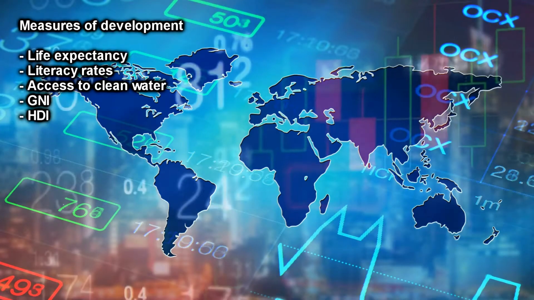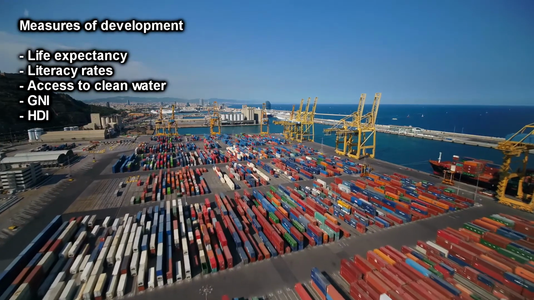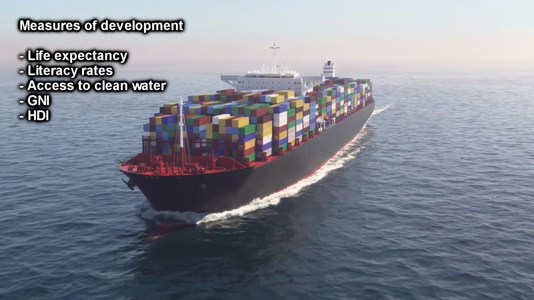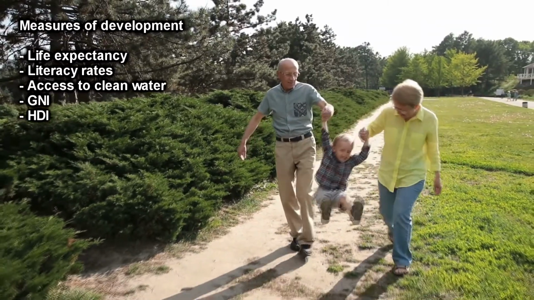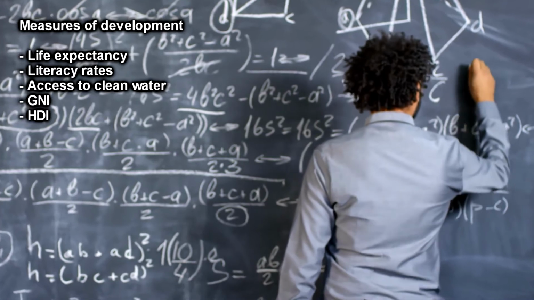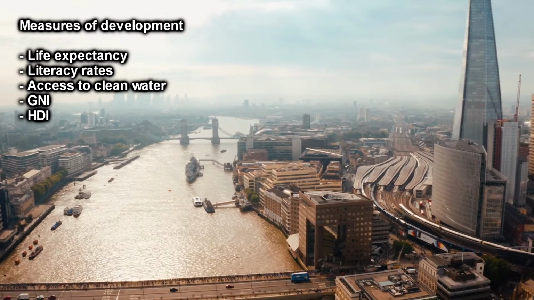Values such as GNI or GDP show how strong the economy is within the country. And again, high values generally indicate a high level of development. And lastly, the HDI, the Human Development Index, takes into account several different values. So it looks at life expectancy, number of years in education, and GNI per head. And this gives a good average value when trying to indicate how developed a nation is.